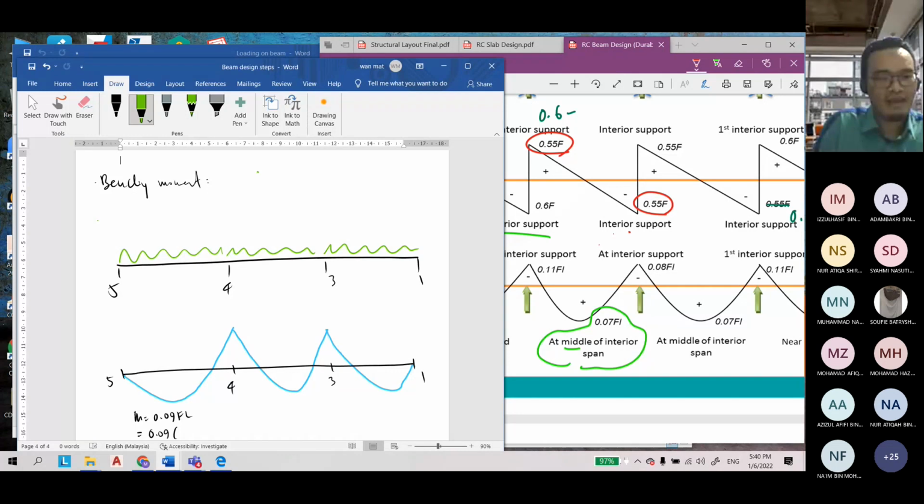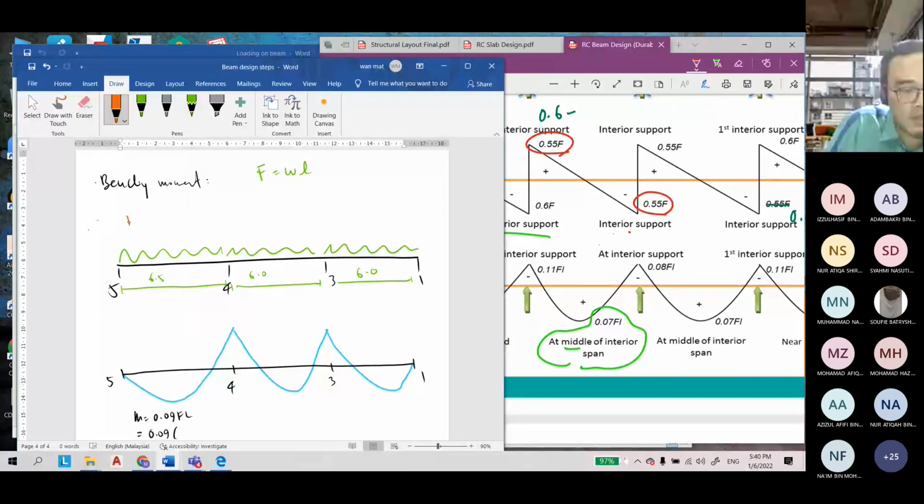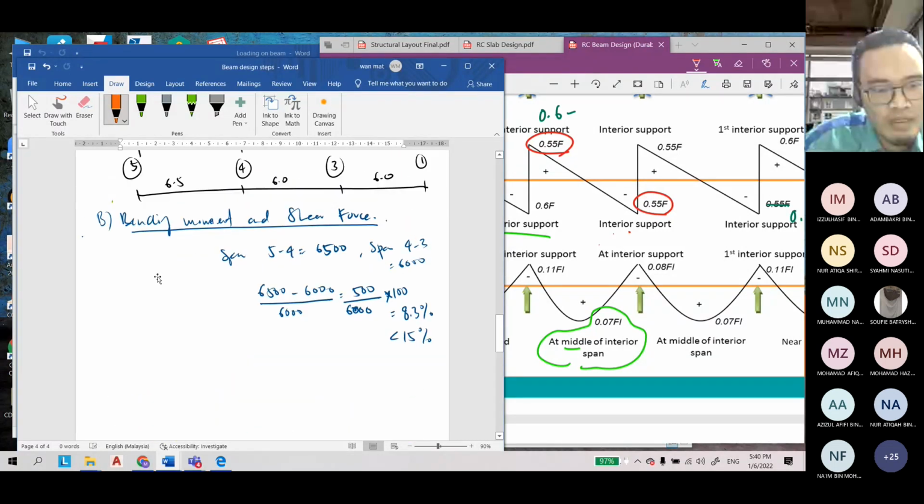F is equal to WL, where L is your corresponding span. From here to here is 6.5, here to here is 6.0, and here to here is also 6.0. So can you help me to calculate the F? What is the value of F at span number 1? We calculate our W first.